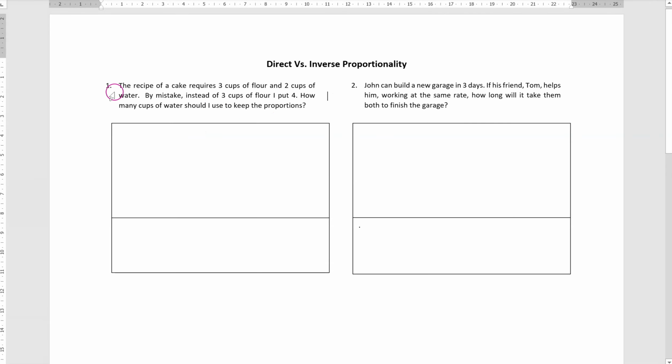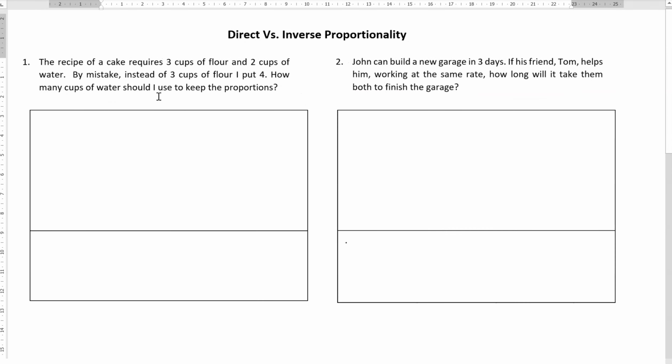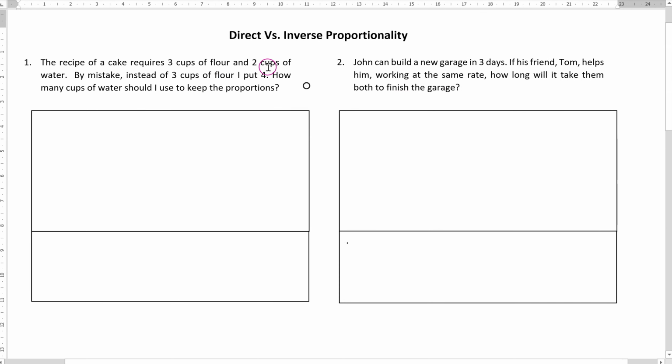The first question is, the recipe of a cake requires 3 cups of flour and 2 cups of water. By mistake, instead of 3 cups of flour, I put 4. How many cups of water should I use to keep the proportions? Okay, so imagine that. Now the second question, second problem.